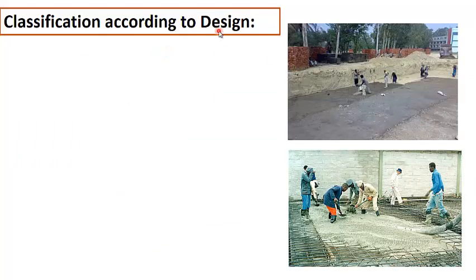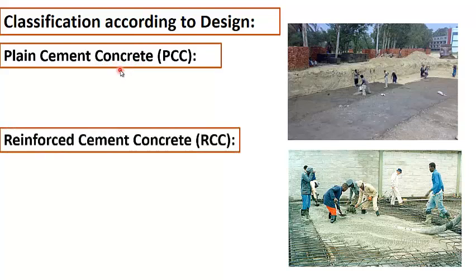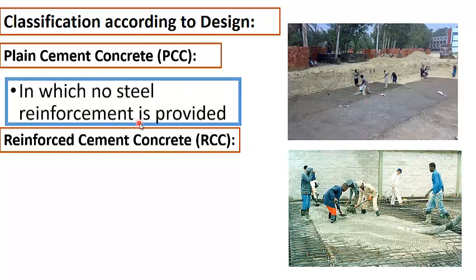Now classification according to design. Plain cement concrete is the classification of concrete according to design, which is called PCC, or plain cement concrete, and the other one is reinforced cement concrete, in short form called RCC. As you can see here, this is PCC, in which no steel reinforcement is provided. Here the lean, or the base, is provided for the raft foundation, in which no steel is provided, and it is called PCC or plain cement concrete.